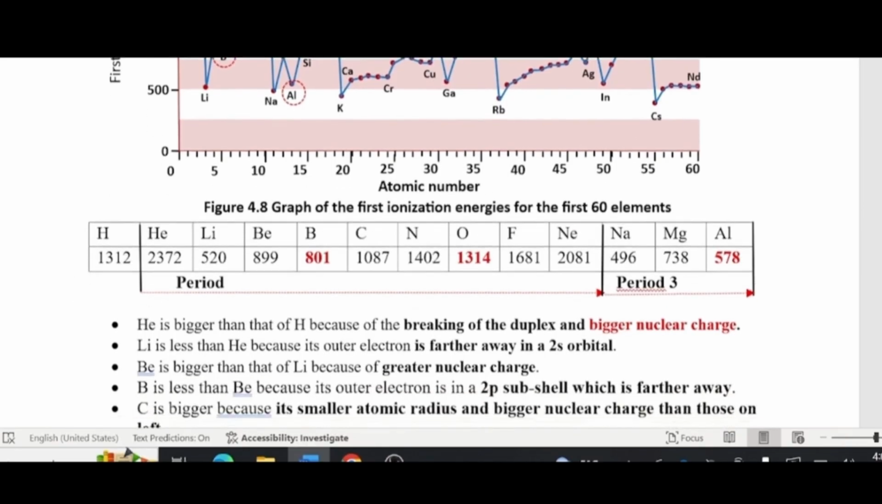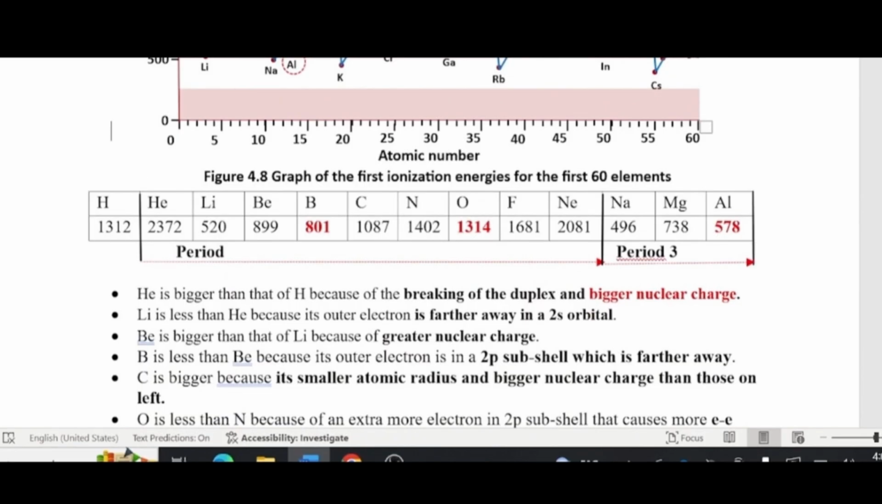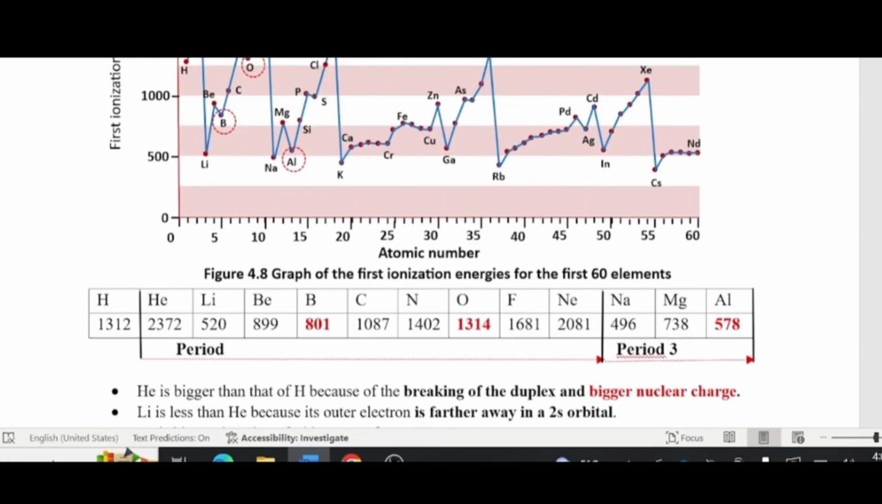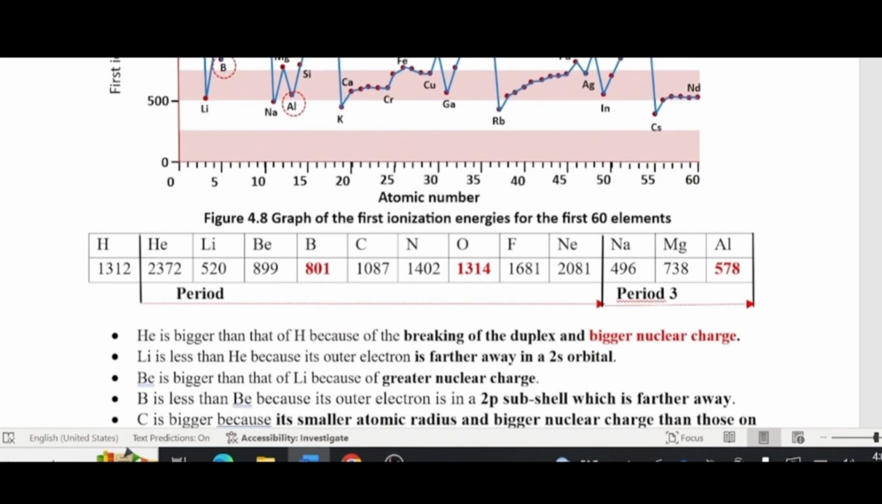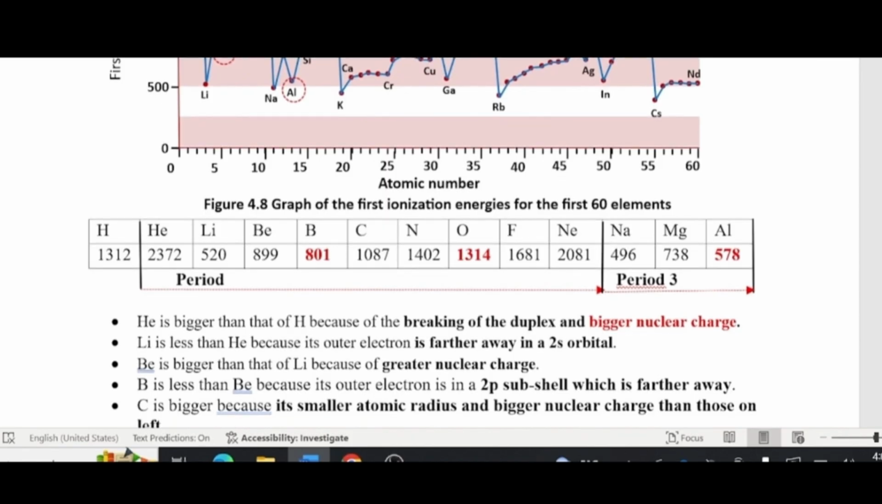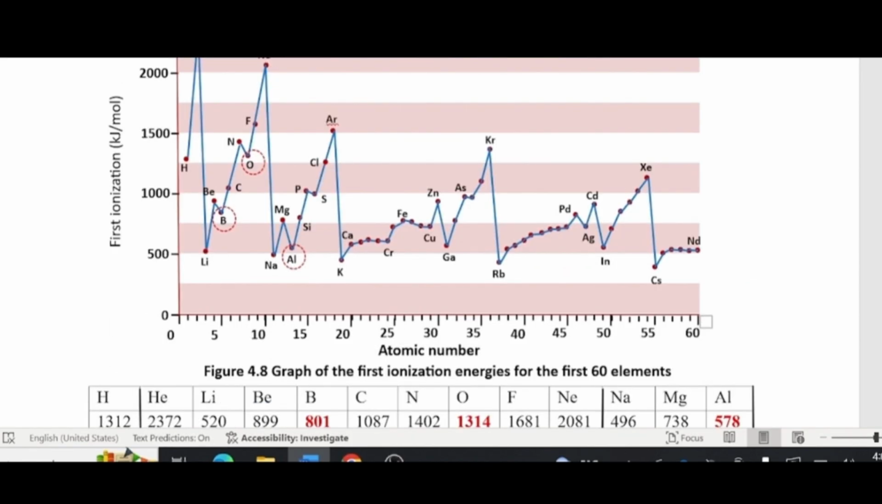Lithium, of course, needs less energy than hydrogen because lithium has an extra electron. So helium has 2 electrons in the first shell, but now lithium has 1 electron in the L shell. So that electron is farther away from the nucleus, and therefore it entails less energy to remove it than what helium needs. Beryllium has a higher first ionization energy than lithium because it has a greater nuclear charge, and therefore it's holding on to the electron more strongly than lithium does.